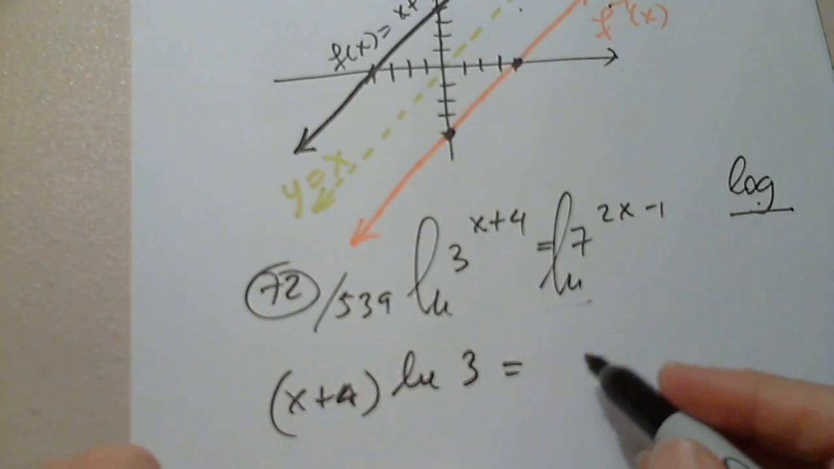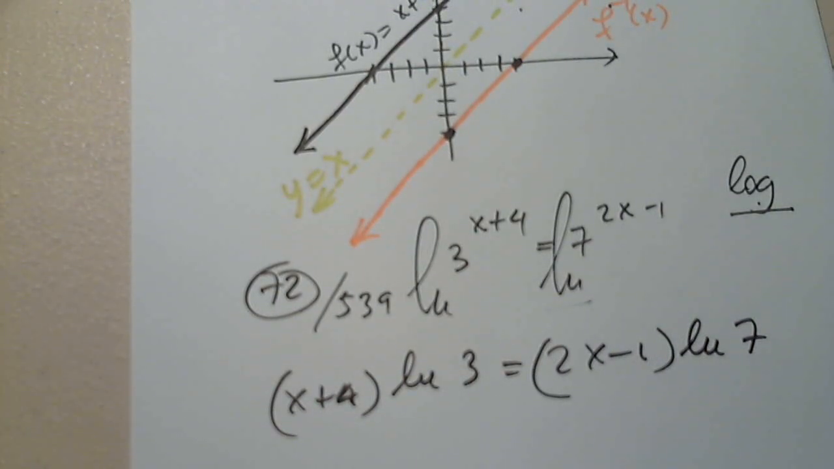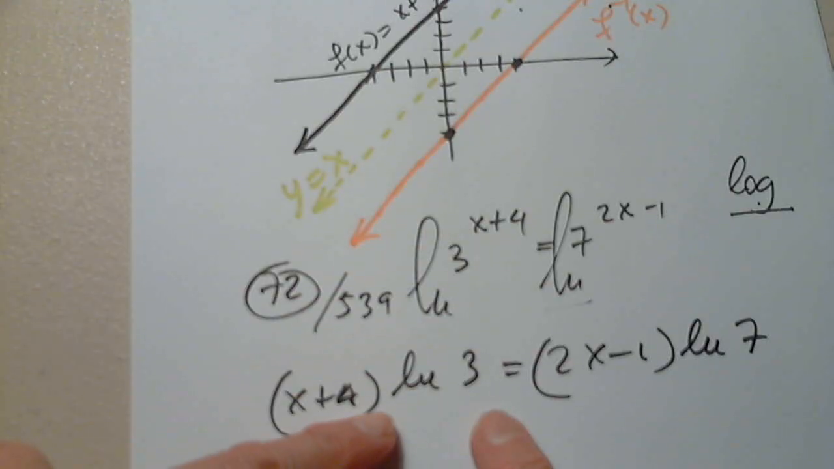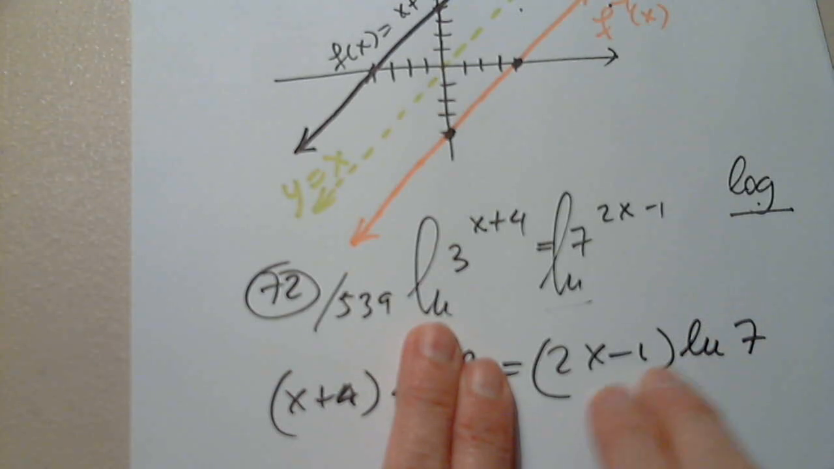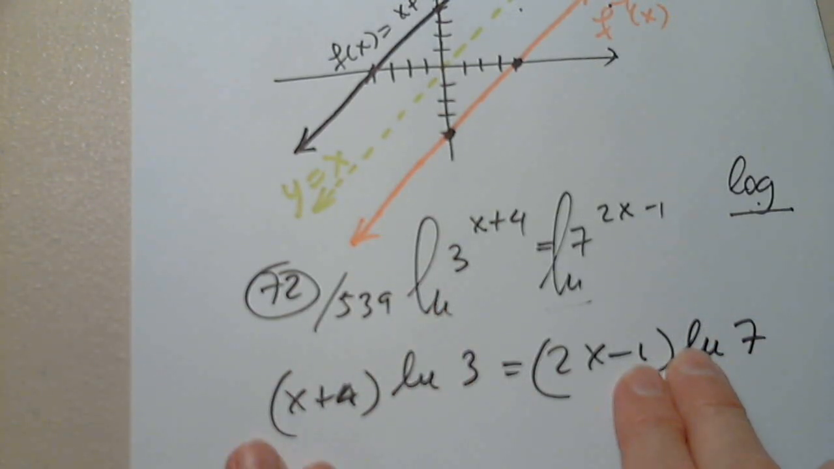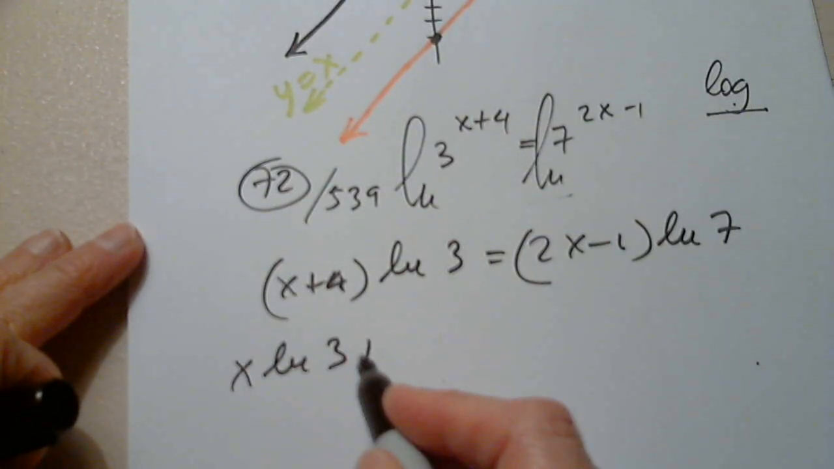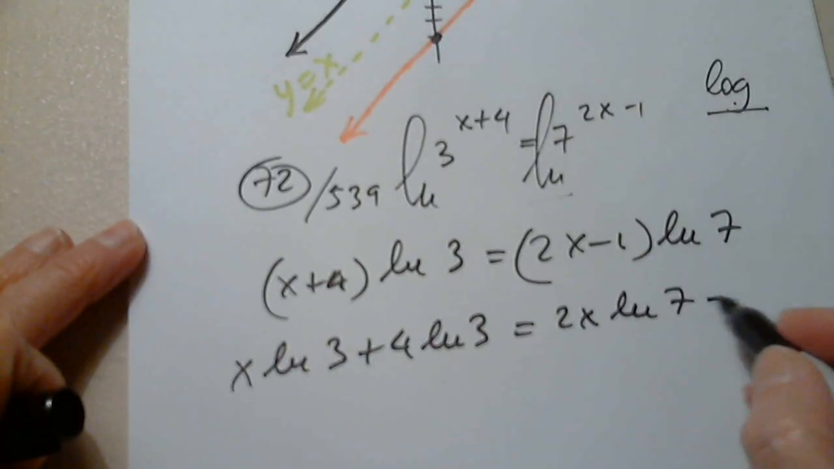Again here, I have to put parentheses and then natural log 7. Now I have to distribute. I know this looks fancy, it's just a number. It looks fantastic, but it's just a number. I have to distribute this number here, and I have to distribute this number here. So this is x natural log 3 plus 4 natural log 3 equals 2x natural log 7 minus natural log 7.